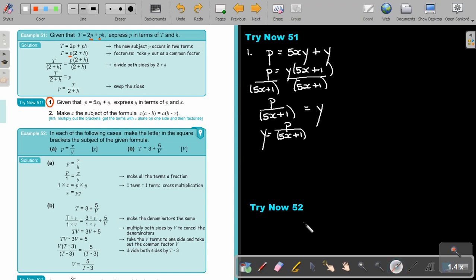Okay, let's look at another example. Now, in these following cases, make the letter in the square bracket the subject of the given. So now it's fractions. So let's start with the first one. Because it's one term equals one term, I can cross multiply, and that's what I did. And then as soon as I did that, x ends up alone on one side. It becomes the subject. But if I look at this one, I will first make my denominators the same, and then cancel them out. So multiply both sides by v to cancel the denominators. And then I see, oh, there's more than one v, so I take it out as a common factor. And then I divide by the bracket, and there is the answer.